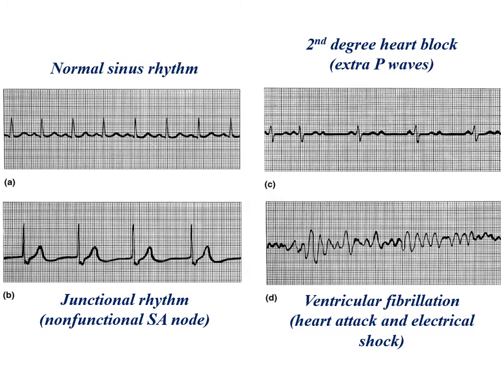D, ventricular fibrillation, non-functional SA and AV nodes. The ventricles are simply twitching and have no time to fill. Blood is not moving through the heart or the body at this time. VFib must be treated immediately with a defibrillator or CPR, or the person will die.